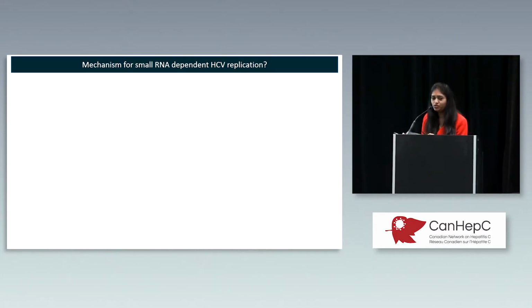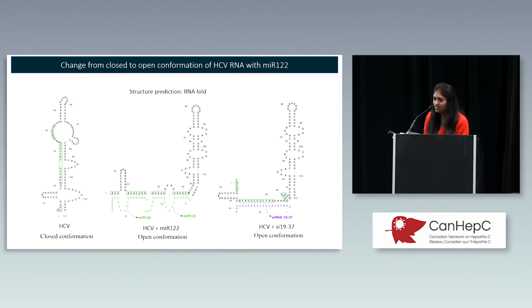Now that I've shown you that microRNA 122 promotes replication, and that we have this panel of siRNAs that can also promote replication, what is the exact mechanism behind this promotion? We hypothesize that a structural change happens when the small RNAs bind on the virus genome to promote replication. We started by doing some prediction analysis with an online software. When we used just HCV alone, we got a closed conformation structure. And these are the nucleotides where microRNAs are known to bind.